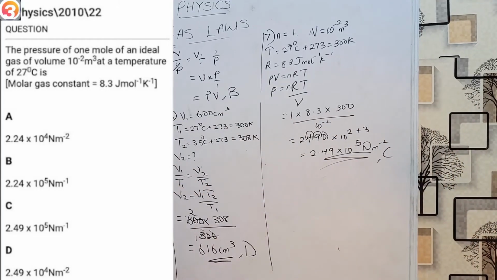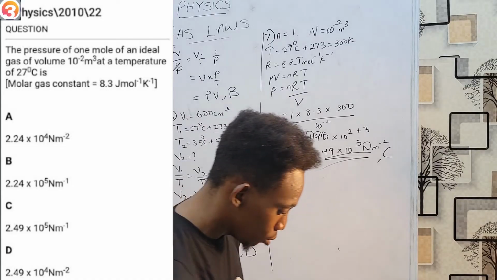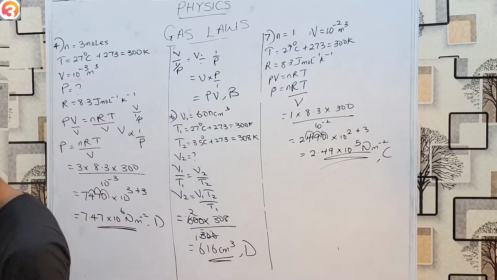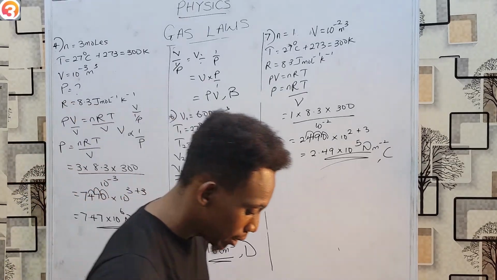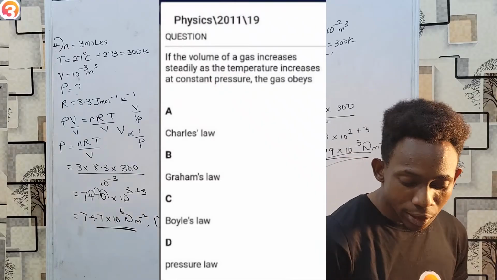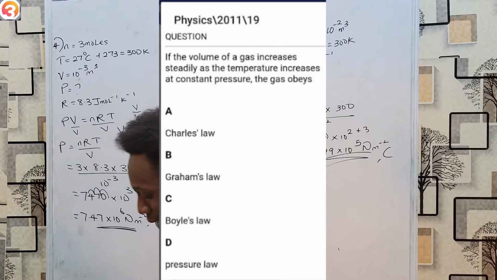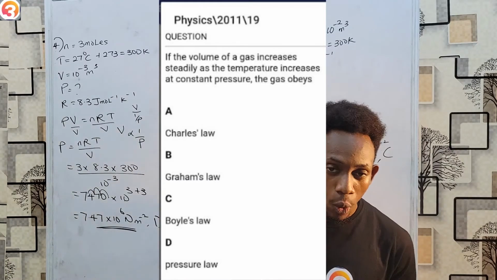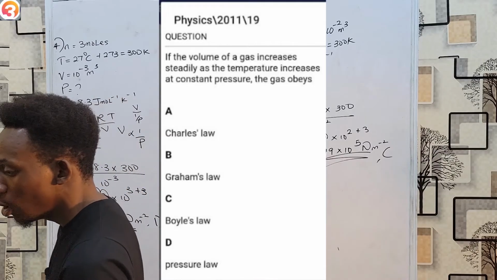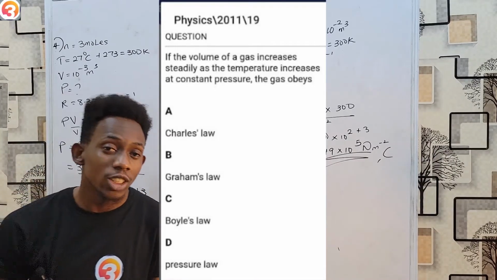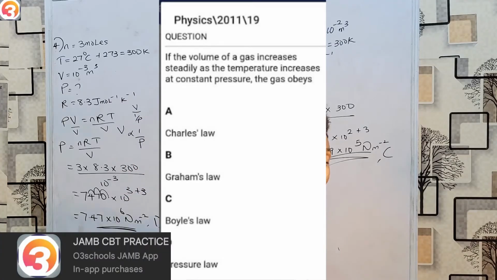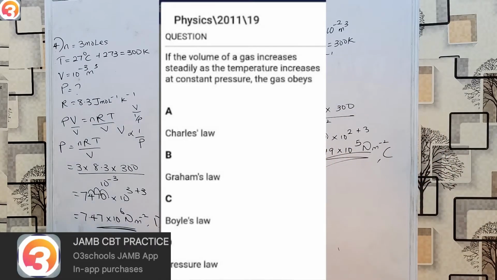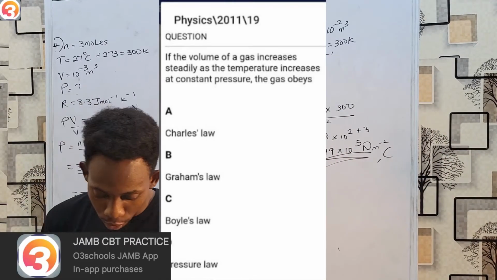So you see, the solvings are quite simple. Okay. One more theoretical question. This one is from the year 2011, question number 19. If the volume of a gas increases steadily as the temperature increases at constant pressure, there is volume and temperature increasing while pressure is constant. What law is that? All you have to remember is that the only law that has pressure constant while volume and temperature are increasing is Charles' law. My answer is option A, Charles' law. That's the law dealing with volume and temperature.